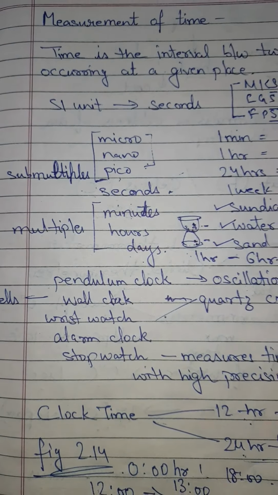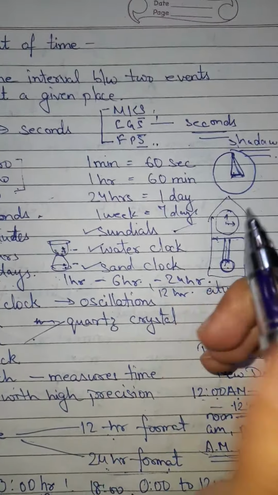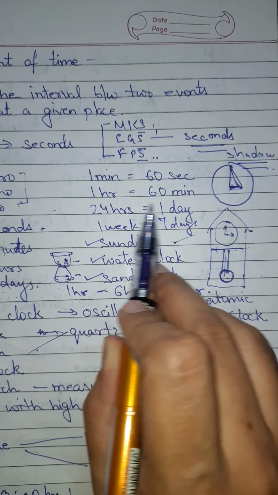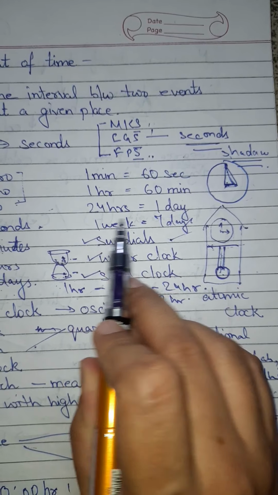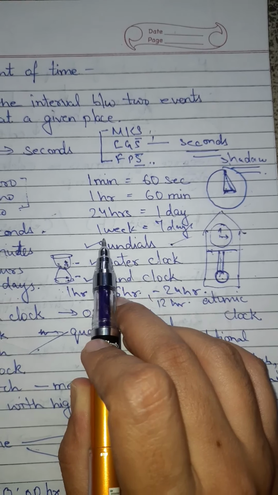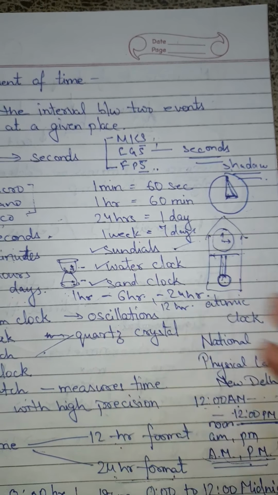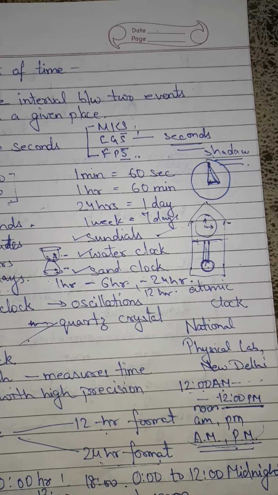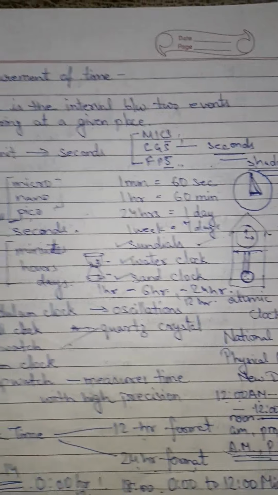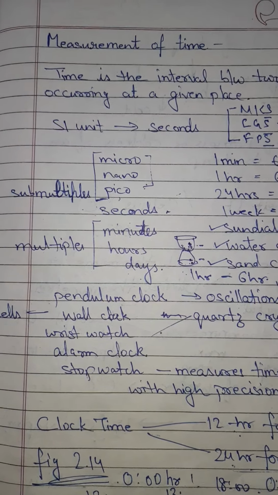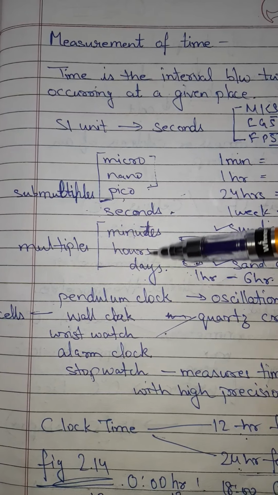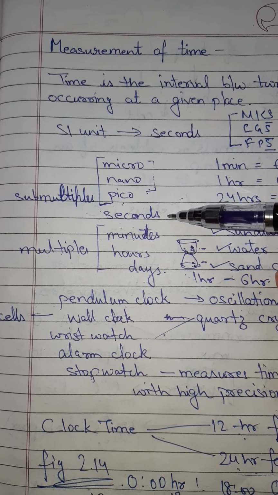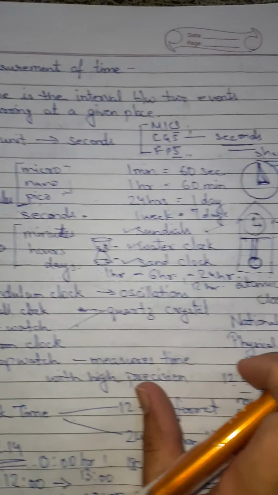weeks and years. This is something which we all know, that 1 minute is equal to 60 seconds, 1 hour is equal to 60 minutes, 24 hours is equal to 1 day. Similarly, 1 week is equal to 7 days, 1 month is equal to 4 weeks, or 1 year is equal to 365 days or 52 weeks. So, in the measurement of time, we only go towards the multiples, the quantities, the units which are larger than second.